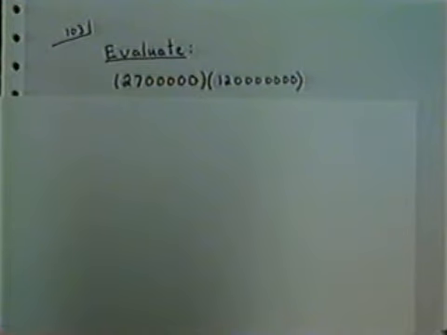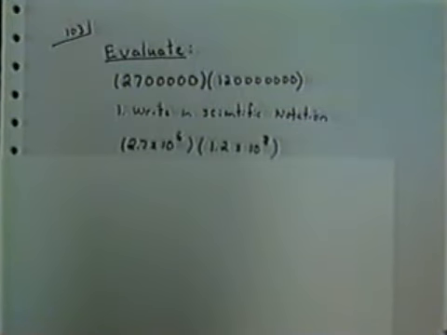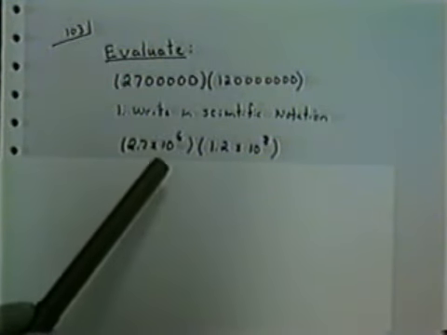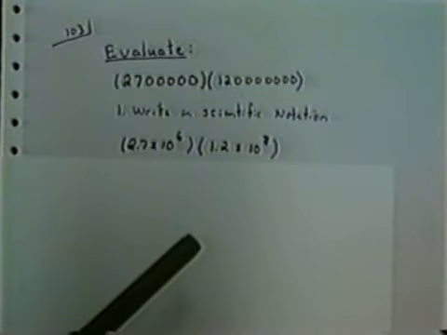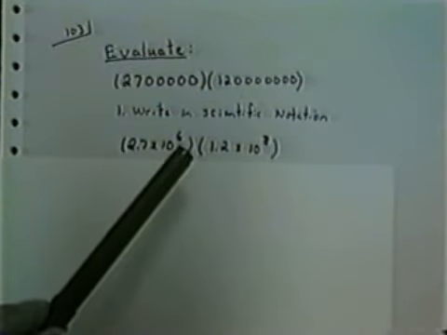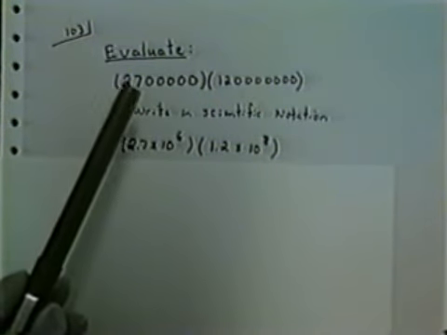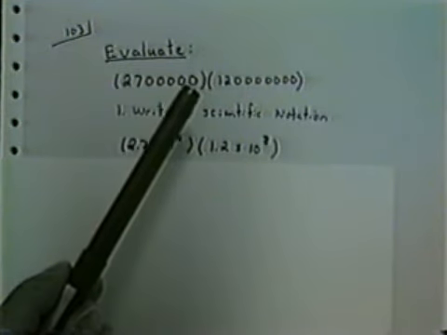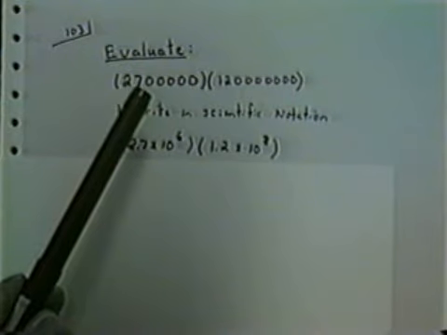The first thing we need to do is to convert to scientific notation. Let's write those numbers in scientific notation. Well, I can write 2,700,000 as 2.7 times 10 to the 6th. Because notice it's a large number, so my exponent will be positive. And in order to get the decimal between the 2 and the 7, I need to move it 1, 2, 3, 4, 5, 6 places.